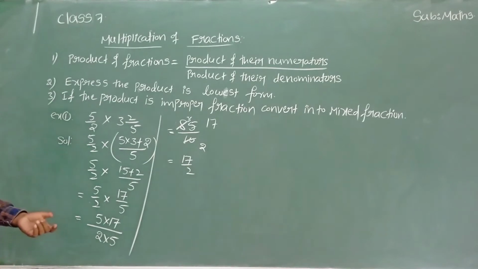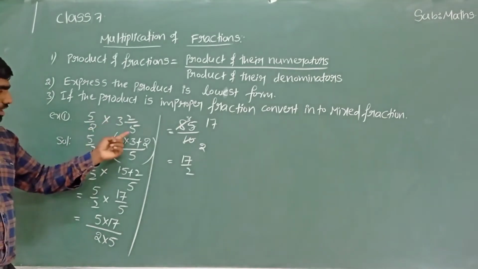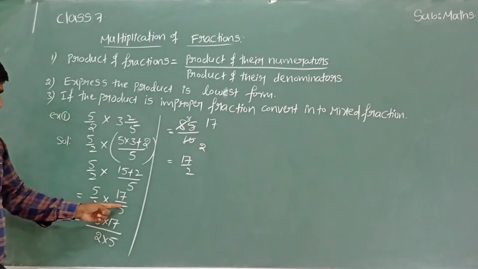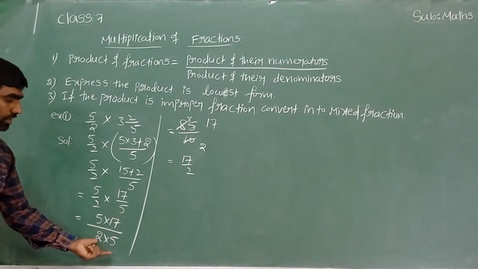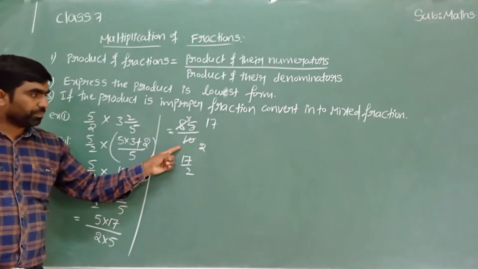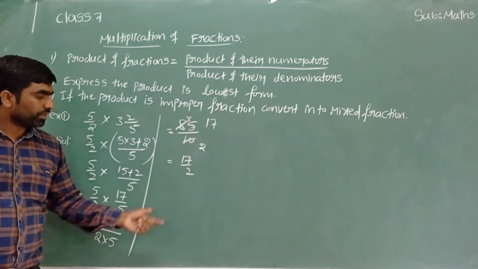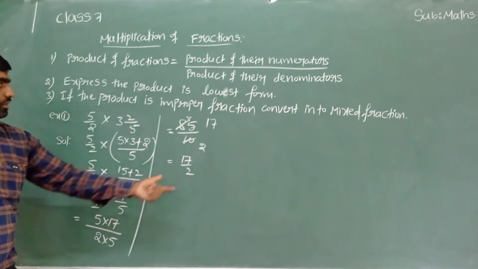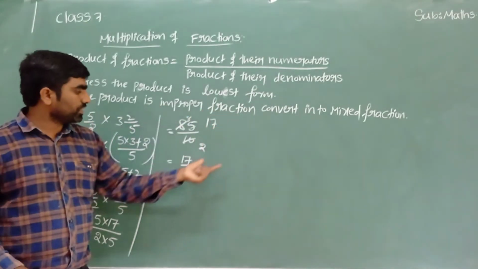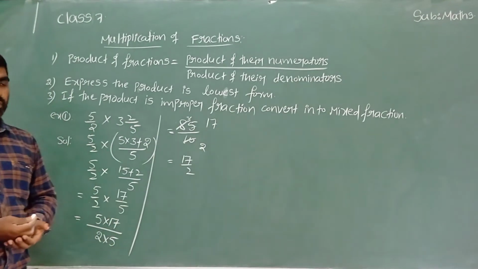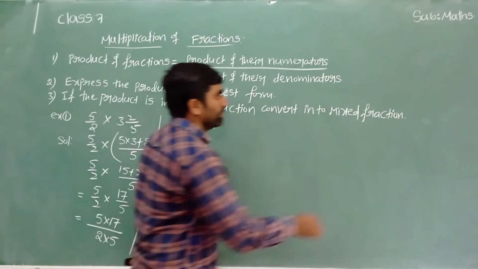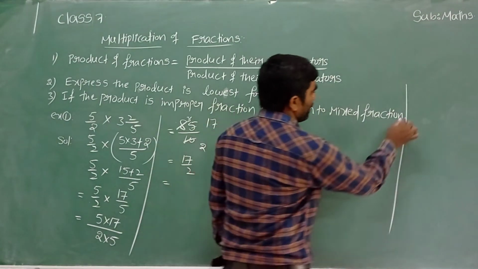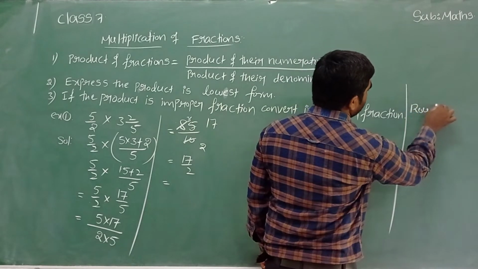What did I do now? I converted the mixed fraction into improper. Then I multiplied the numerators and multiplied the denominators. The result was not in lowest form, so I converted it to lowest form. After that I found that the product is an improper fraction. 17 by 2 is an improper fraction, so express it as a mixed fraction. Let me go to rough work.